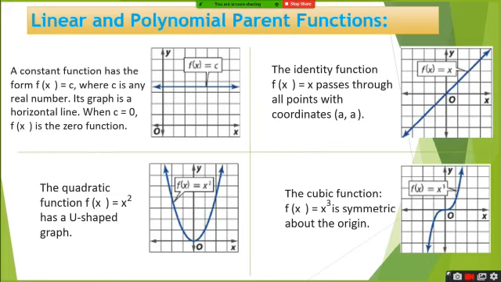Number 3, the quadratic function f of x equals x squared has a U-shaped graph. The cubic function f of x equals x to the power 3 is symmetric about the origin.